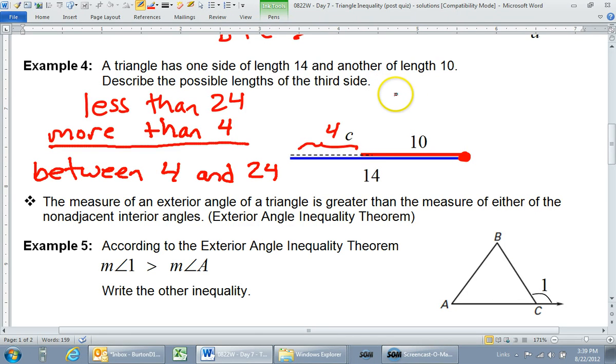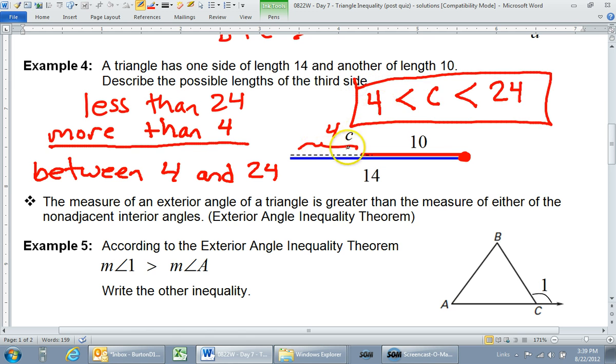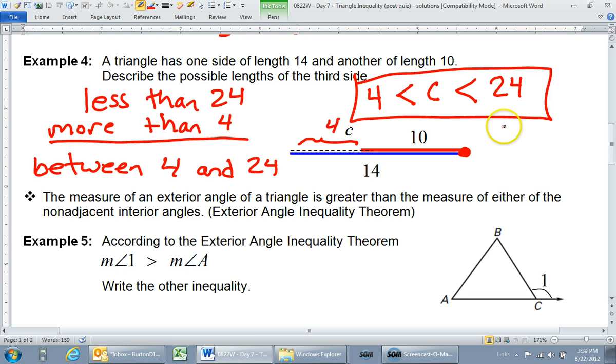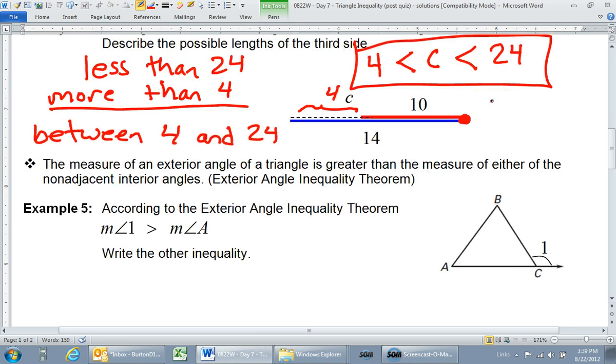Could I write this as a compound inequality? Of course I could. Using C as the variable third side, 4 would be less than C, which would be less than 24. Okay, that would also be a nice way of writing it. Okay? All right. We'll have to leave it right there because I want to make sure you get your homework. All right, let's look at one more example.